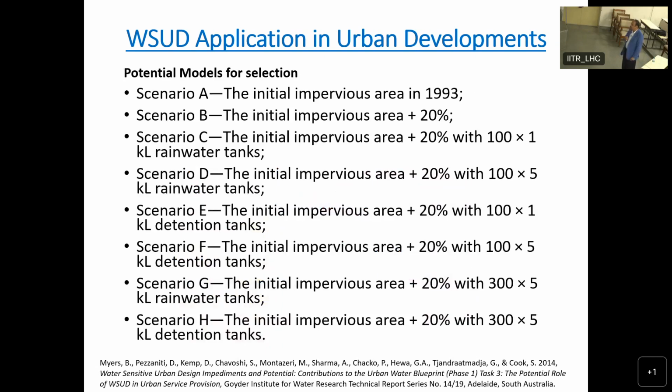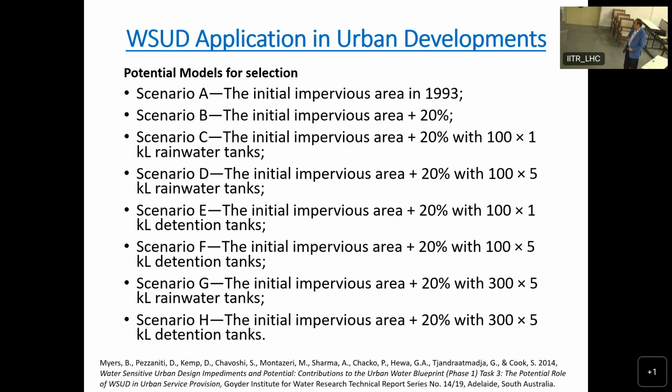So these were some of the scenarios which we were looking at. Initial impervious area, which was in 1993. Then we looked at an additional 20% impervious area which has increased because of the future development before this study. We used 1993 because there was stormwater flow data at the outlet level. So we used that for calibration and validation.